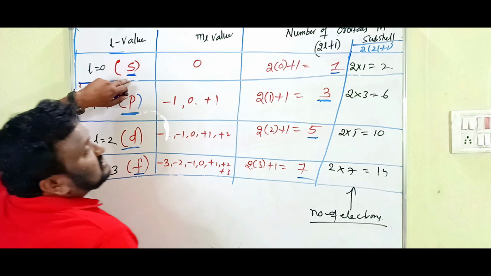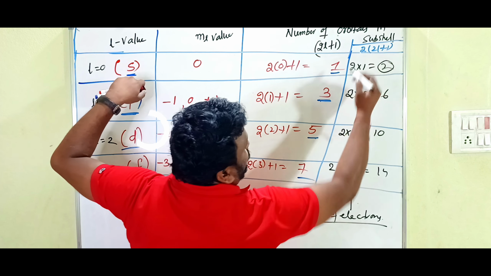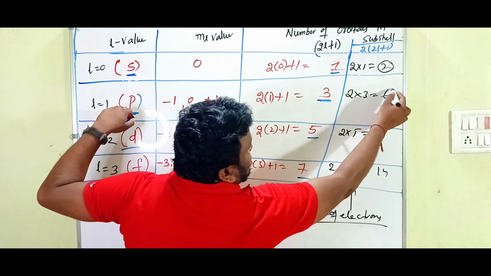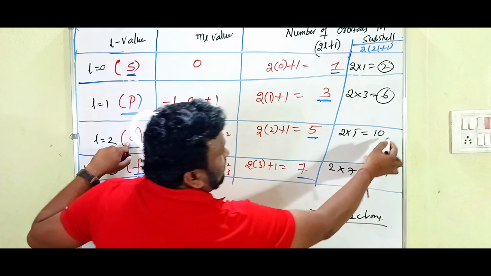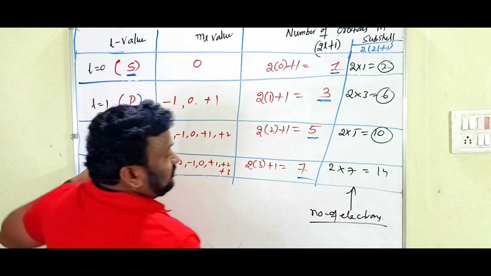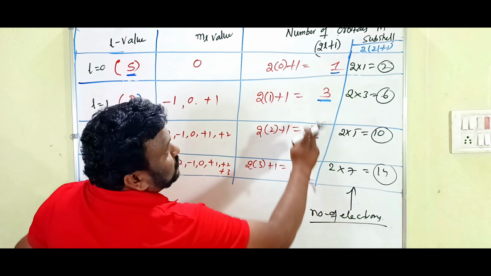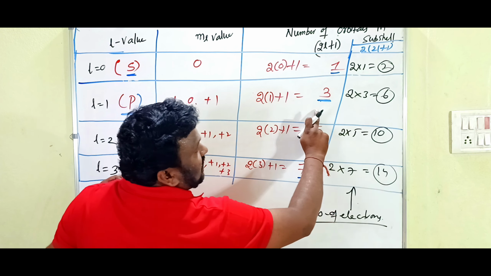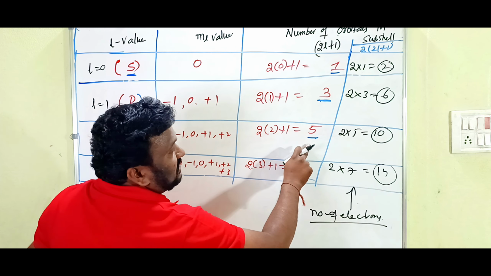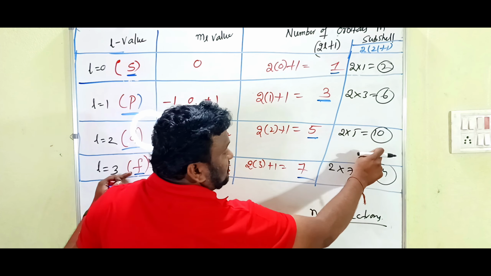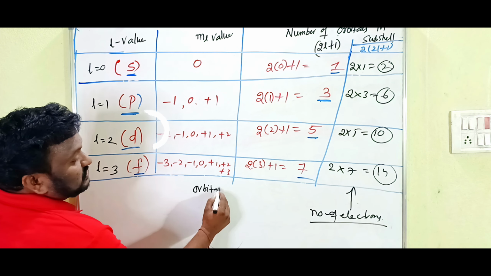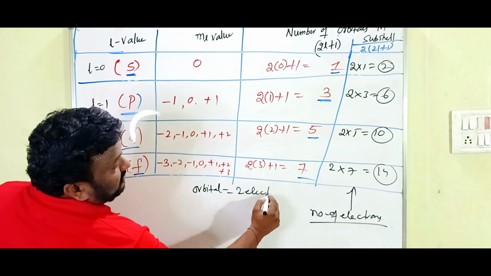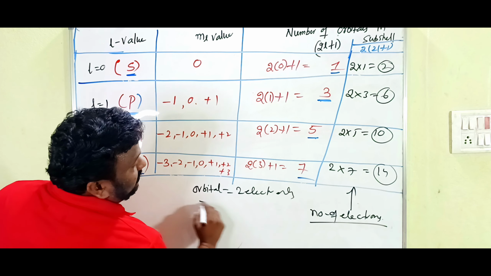So in the s subshell, how many electrons are there? 2. In p, 6. In d, 10 electrons. And in f, 14. So 1 orbital holds 2 electrons, 3 orbitals hold 6 electrons, 5 orbitals hold 10 electrons, and 7 orbitals hold 14 electrons. That's why the maximum capacity of one orbital is 2 electrons only. 2 electrons in an orbital. Clear, children?